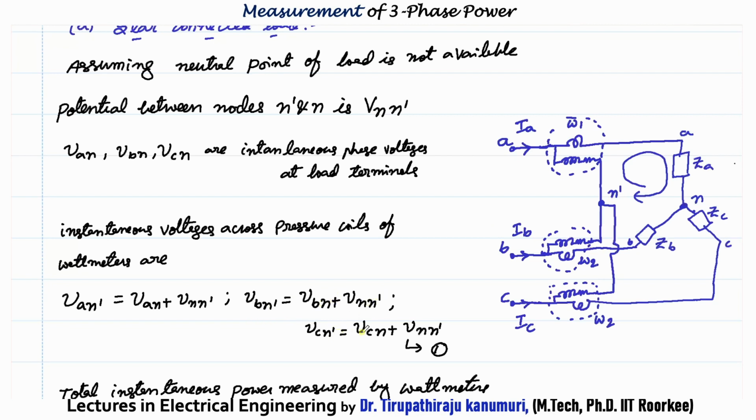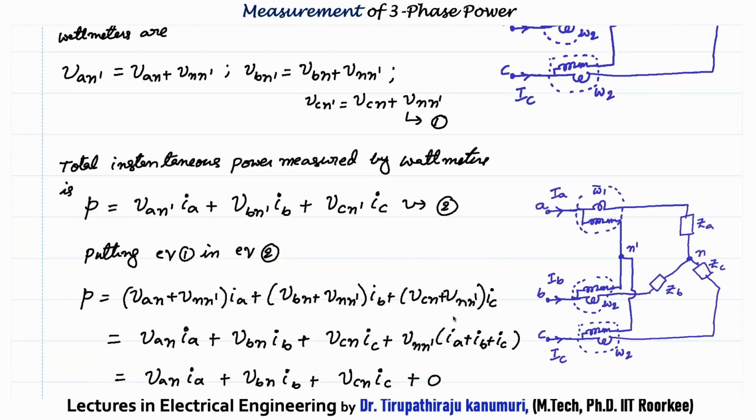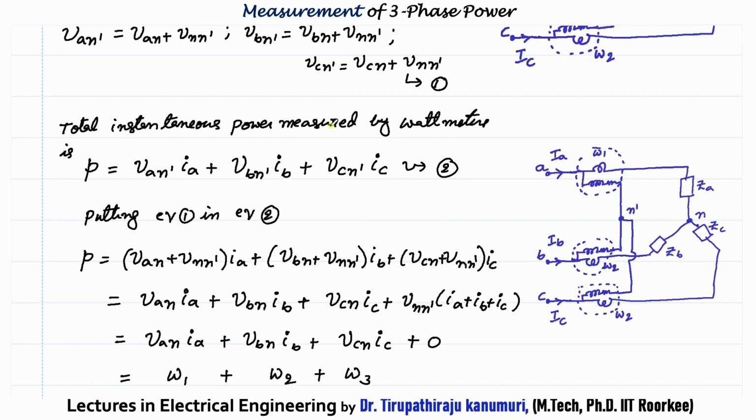Similarly, Vcn' can be written as Vcn plus Vnn'. I am taking it as equation number 1. If you want to calculate the total instantaneous power measured, that will be the sum of the wattmeter readings of these three. So that will be Van' into Ia plus Vbn' into Ib plus Vcn' into Ic.